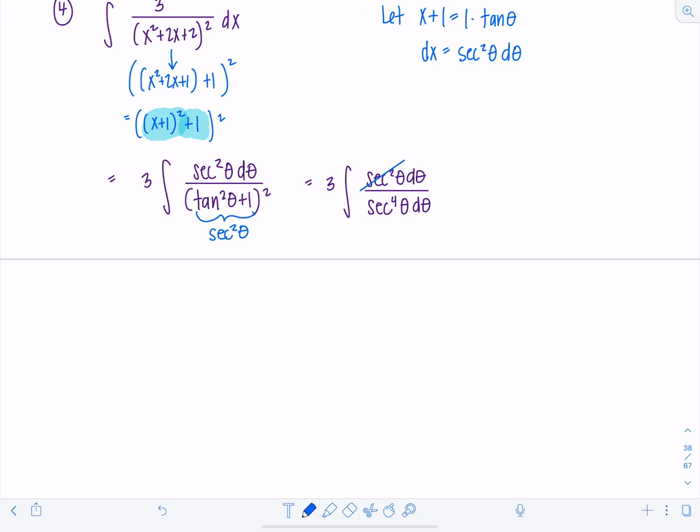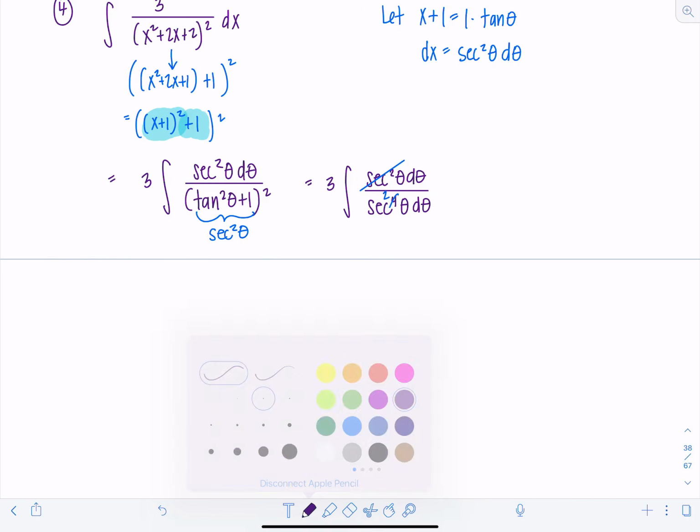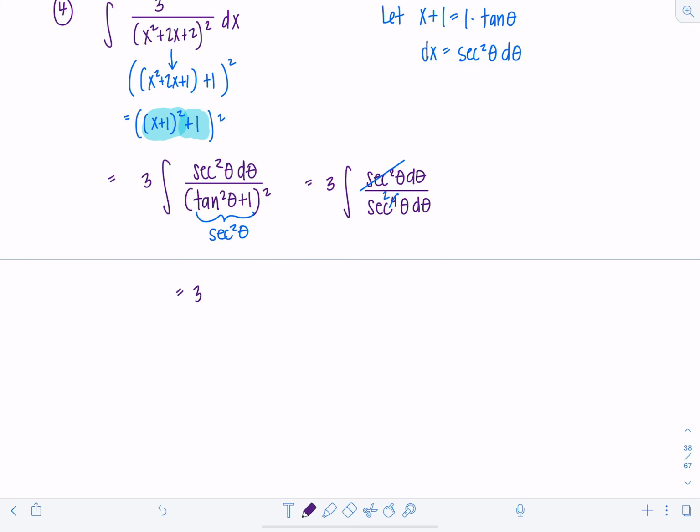Then I just have secant squared theta in the denominator. But 1 over secant squared theta is cosine squared theta. So this is 3 times the integral. Oh, I'm sorry, there should not be a d theta there. Get rid of that. 3 times the integral of cosine squared theta d theta.